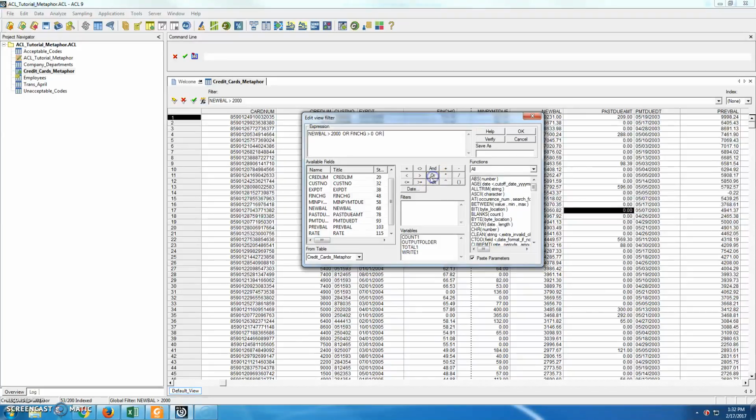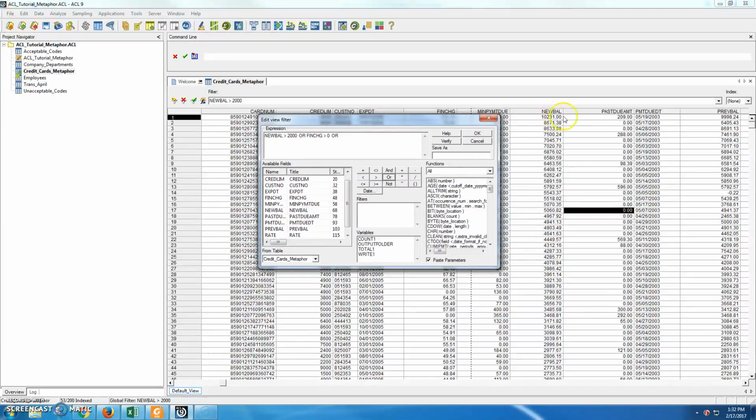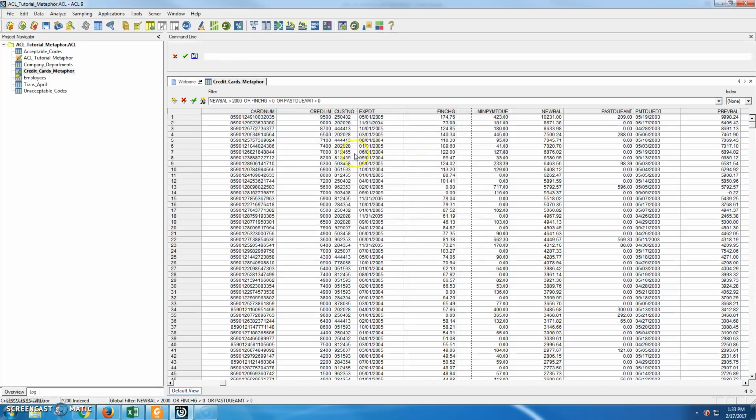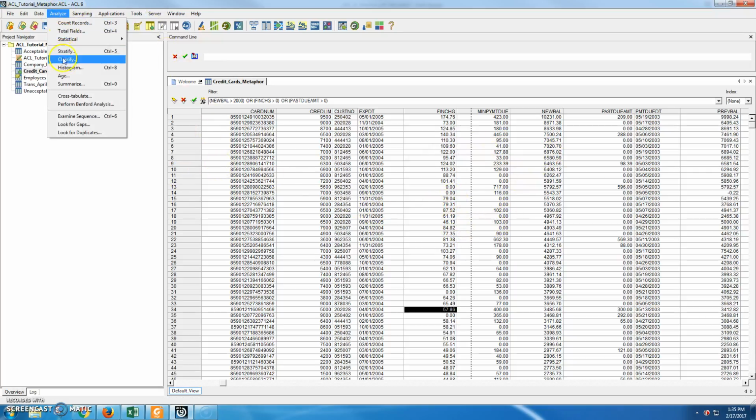So we're going to add another OR statement, and we're going to get the past due amount greater than 0. Verify that. Okay, cool. And you see that we have all the information where these are greater than 2,000, or the past due amount is greater than 0, or the financial charge over here is greater than 0. So we do still have zeros here, but since at least one of these statements is true, then it'll show up on the record.